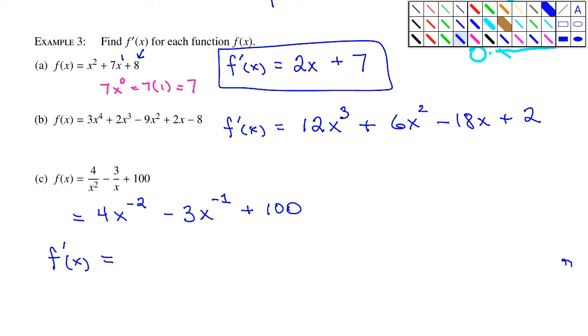and then you go ahead and take the derivative. So the derivative of this function now is going to be negative 8 times x to the negative 3. Next part, bring the negative 1 down. It becomes positive 3 times x to the negative 2. And then the derivative of 100 is 0. This now is equal to negative 8 over x cubed plus 3 over x squared.